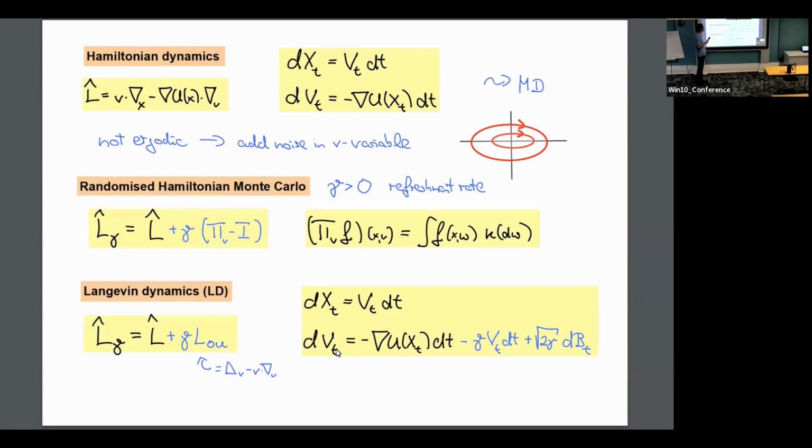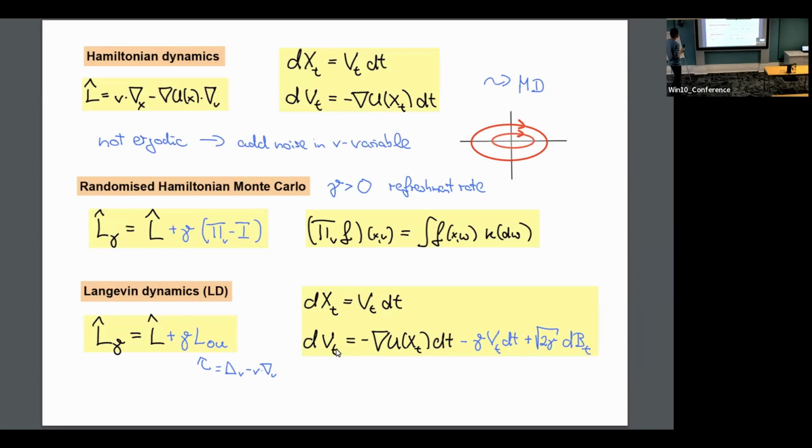However, this process is not ergodic, which is quite clear because you know that the total energy is preserved. So in this case, H is preserved. So that means your process only moves on the level sets of your energy function on phase space. And so it's not irreducible and not ergodic.